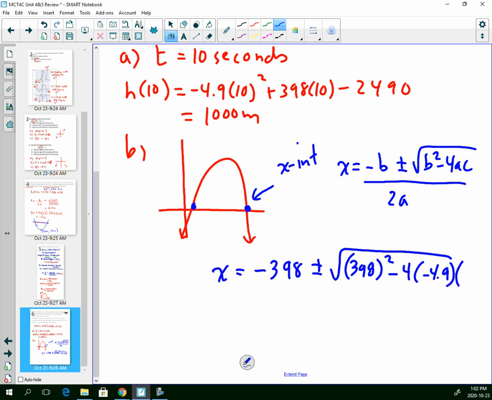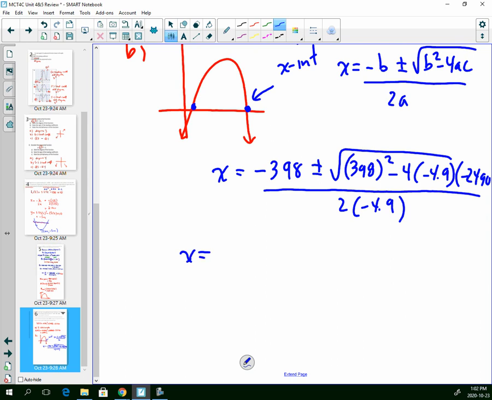Just be careful of signs. Okay, so I'll just simplify the value in the square roots. If we multiply those numbers together, we get 109600. So don't forget, you've got 3 negatives there.